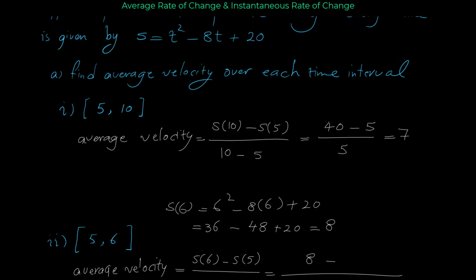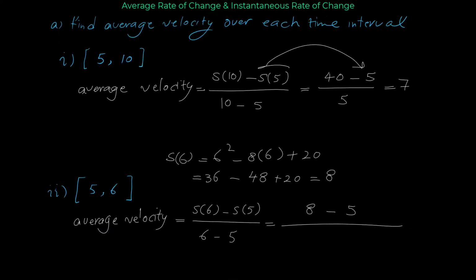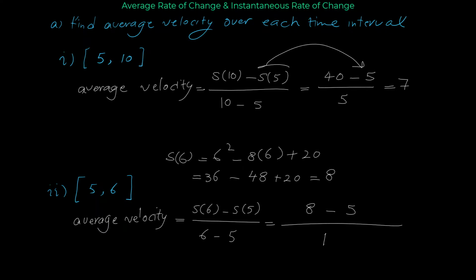s of 5, we got 5 for that, so 8 minus 5 over 6 minus 5, which is 1. 8 minus 5 is 3. Maybe 3 meters per second, 3 kilometers per hour, or different units that we use in physics.